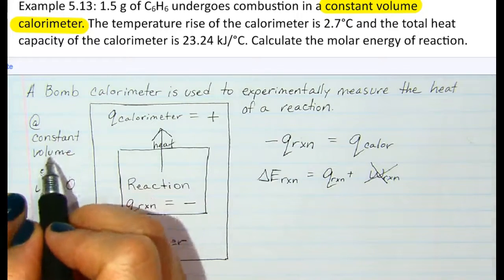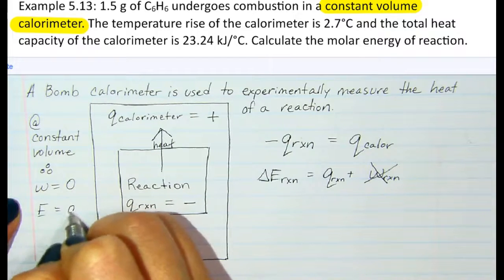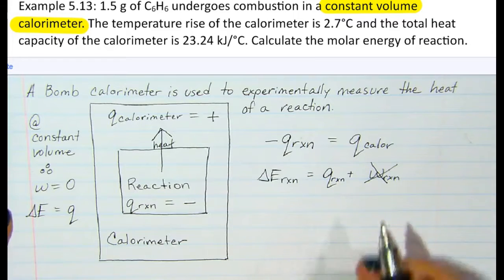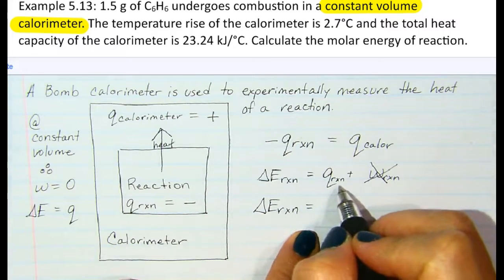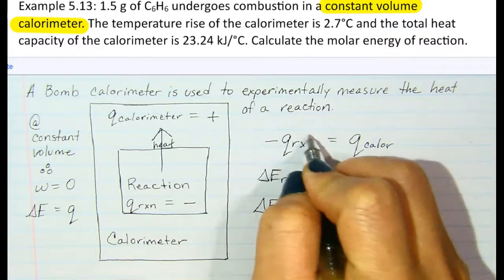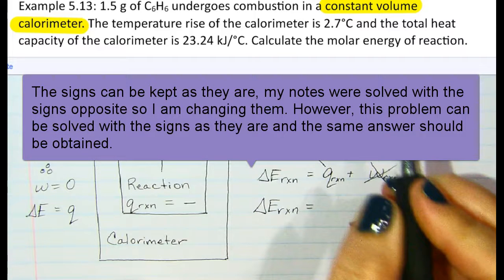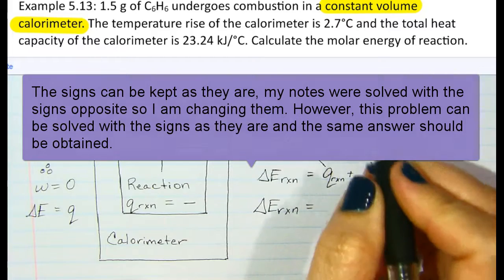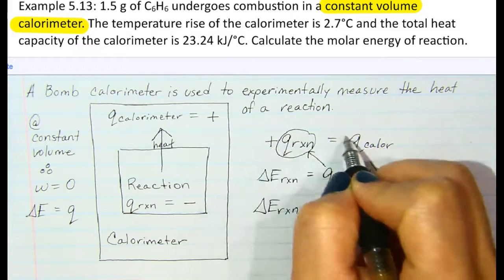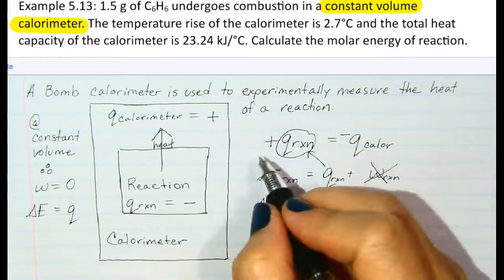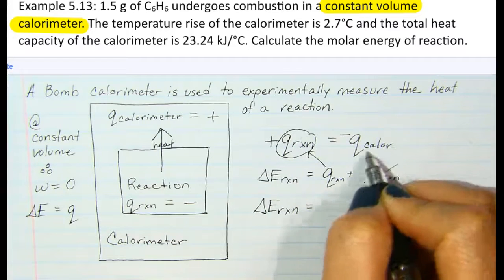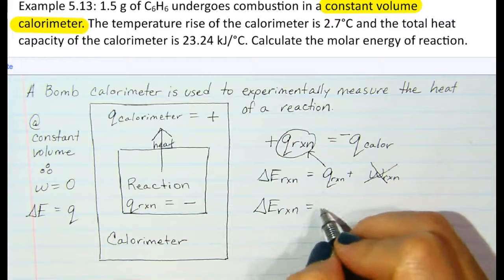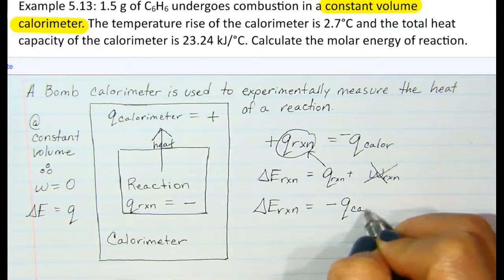And this is always going to be true: at constant volume, delta E is equal to Q. So with this in mind, the delta E of the reaction is going to be equal to the Q of reaction. Let me go ahead and change my signs. I'm going to make this one positive on this side and make that one negative, because it really doesn't matter the signs, it's just showing that there's a balance in the heat exchange, that one loses and one gains. So if I replace this for my Q of reaction, I get delta E of the reaction is equal to the negative Q of the calorimeter.